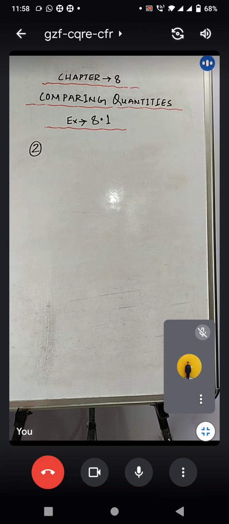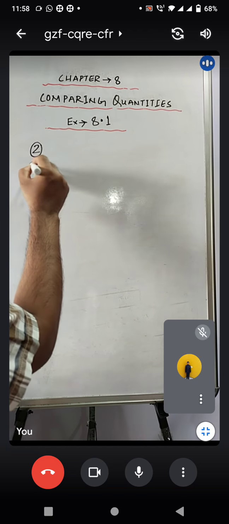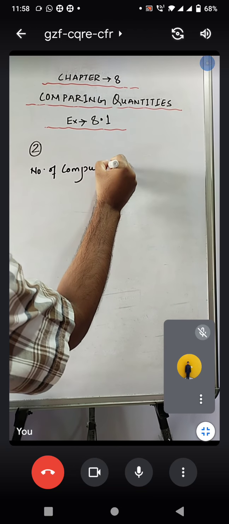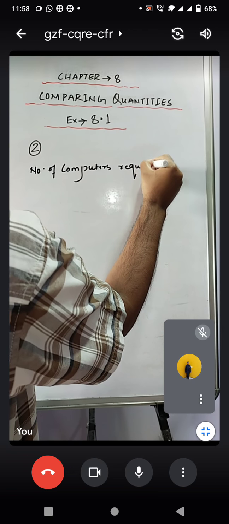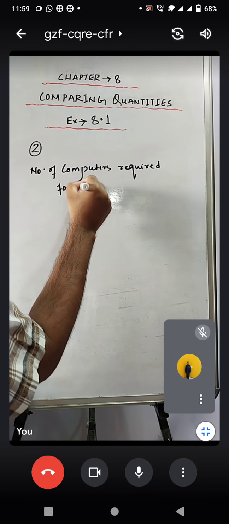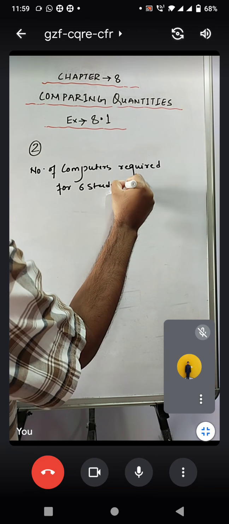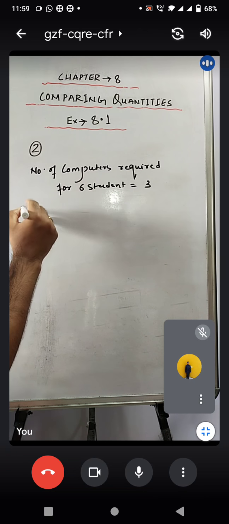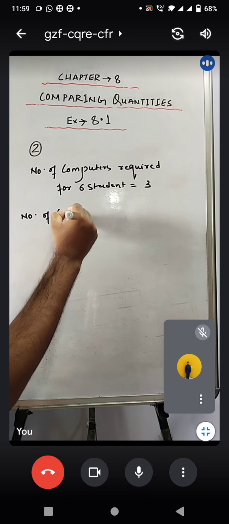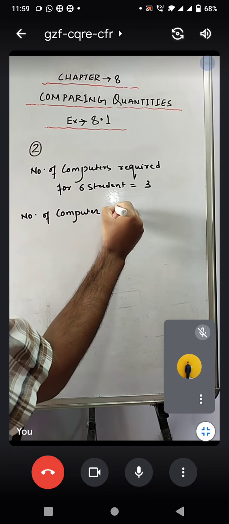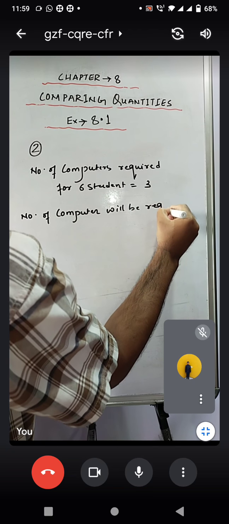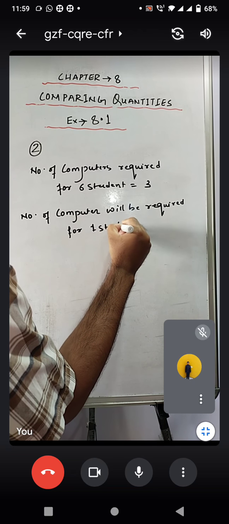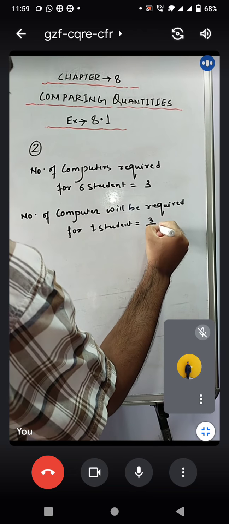Now the first statement that we'll write is number of computers required for 6 students, that is equal to 3. Okay, now the next statement: number of computers that will be required for 1 student. That would be what? Less, that is 3 by 6.